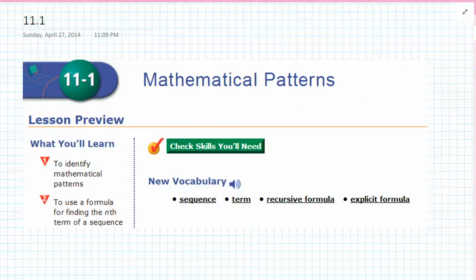Algebra 2, 11.1, Mathematical Patterns. In this lesson, we'll look at identifying mathematical patterns. We'll use a formula for finding the nth term of a sequence. Some things we'll learn: sequence, term, recursive formula, and explicit formula.